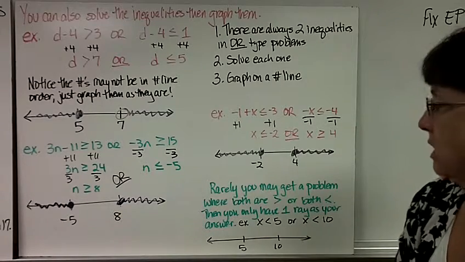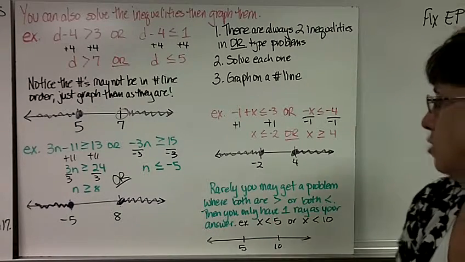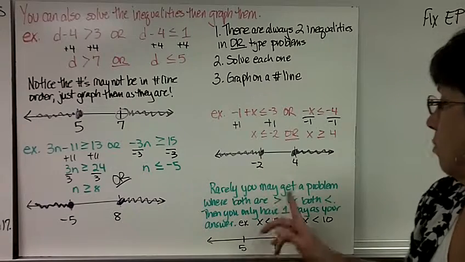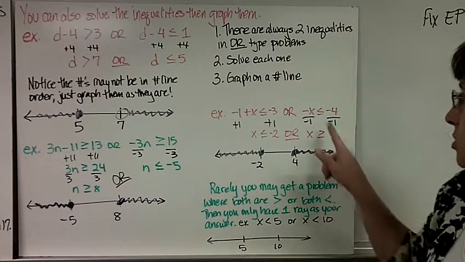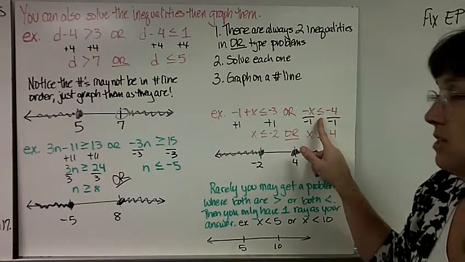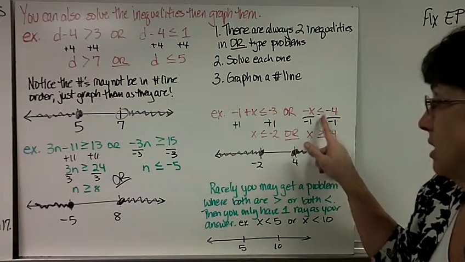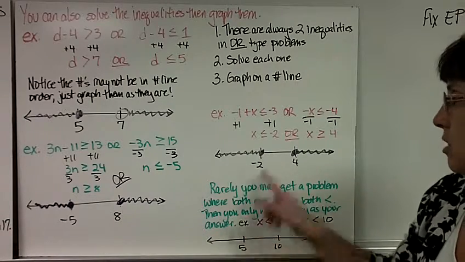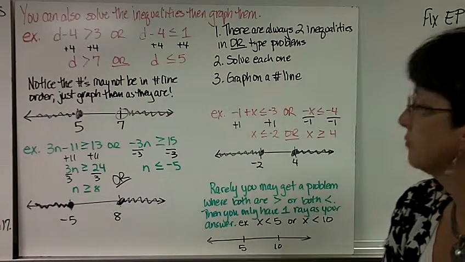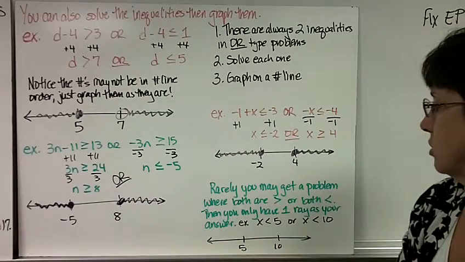Okay, and that's it. Now, rarely you may get a problem where both are greater than or both are less than. So for instance, if this wasn't divided by a negative and we didn't change the direction, then you only have one ray as your answer. Because remember, these are technically rays, because they have one endpoint and a direction.